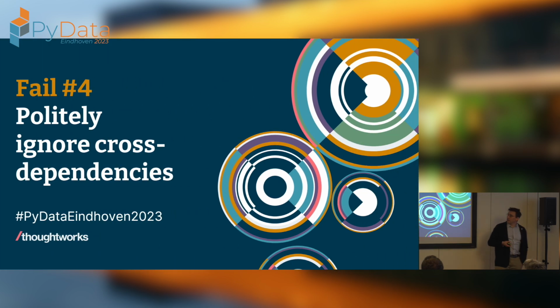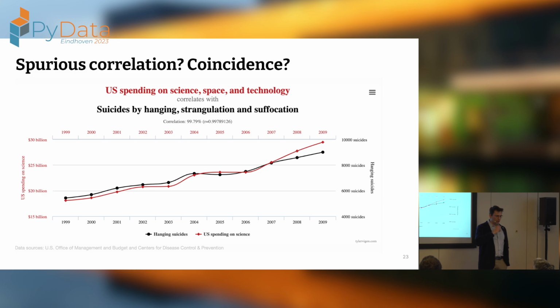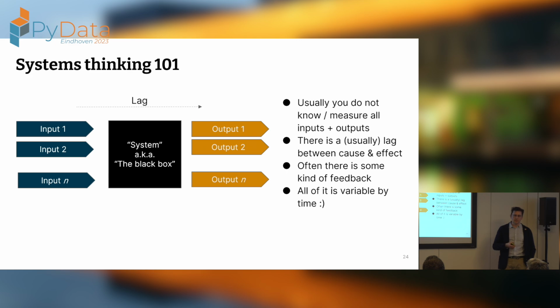Fail number 4, and I need to look at the time: politely ignoring cross dependencies. I said previously that the variables we're talking about are rarely coming alone, and I'll give you an example. Spurious correlation: the amounts in the US of spending on science, space, and technology, and the suicides by hanging. Of course, you can make up a story how this is correlated in some way, but why am I showing this example?